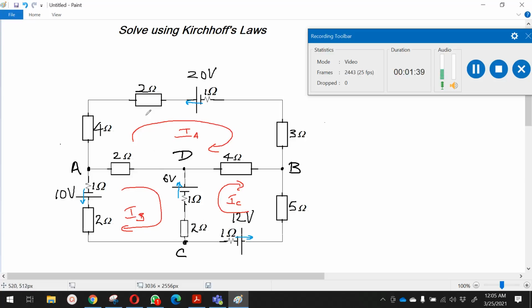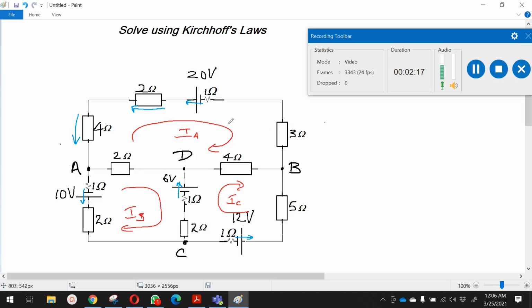The next phase is we have to put in the various voltage drops across each of the components in the circuit. In this case, we only have resistors. Now, look at IA. IA is moving around in a clockwise direction. So through this 2 ohm resistor, IA is going from left to right. Therefore, the voltage drop must be going from right to left. IA is going up, so the voltage must be acting down.